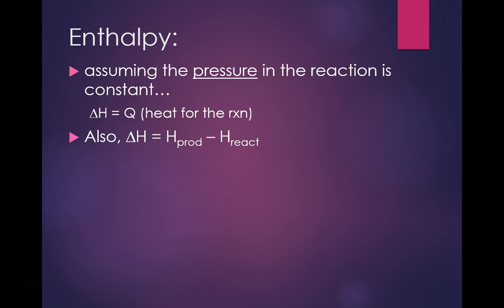Here's another way of calculating change in enthalpy, is just the products minus the reactants. Remember that delta always means change, and it's final minus initial. So it should make sense to you that in a reaction, the products are what you end up with. That's your final enthalpy, and the reactants are what you start with. That's your initial enthalpy, so delta is final minus initial.